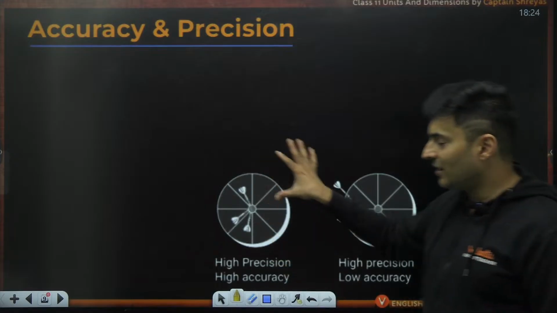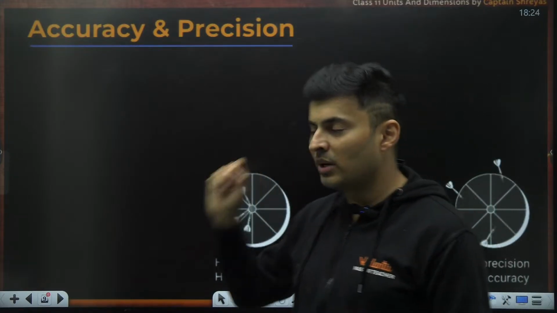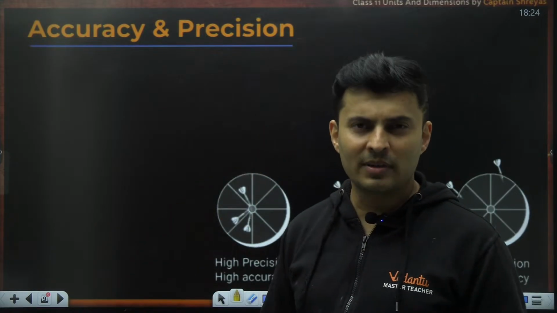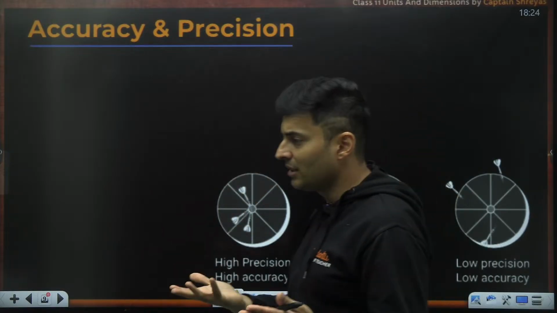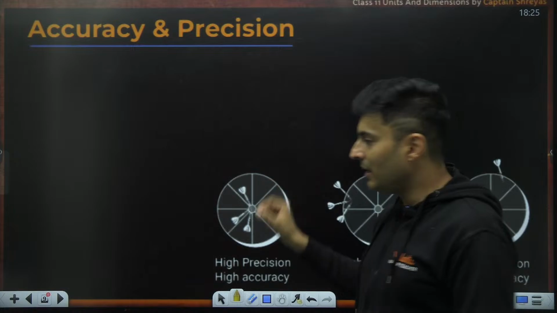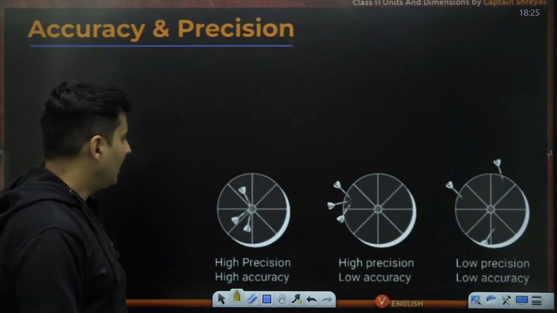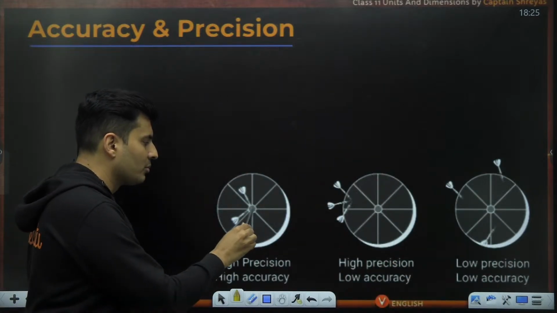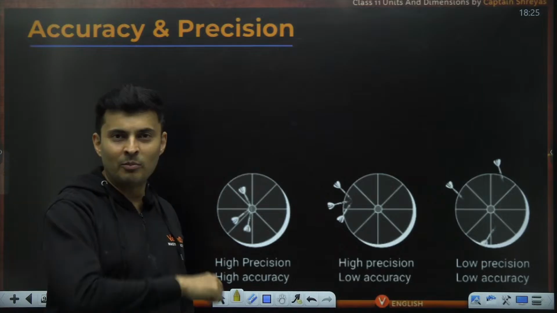See, this is a dart game. I'm pretty sure you would have played it at some point of time or seen it, or maybe you can imagine it now. This is a dart board, on which you basically throw the darts, and if you hit the center, that is bullseye. So you get maximum points, right?